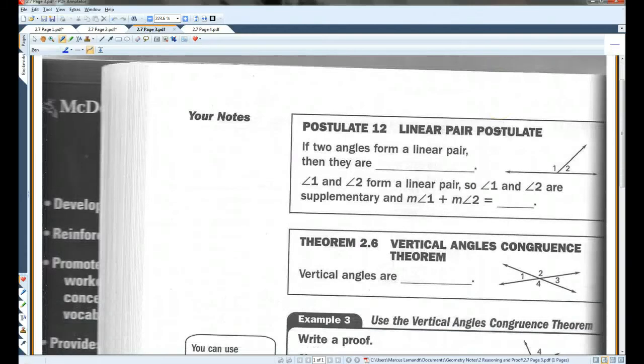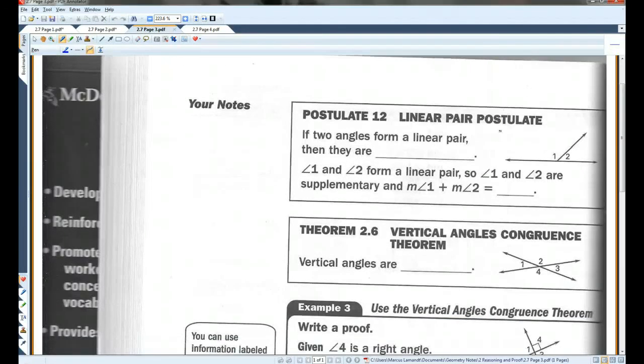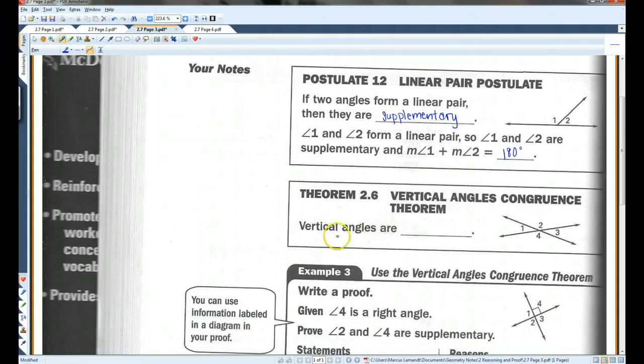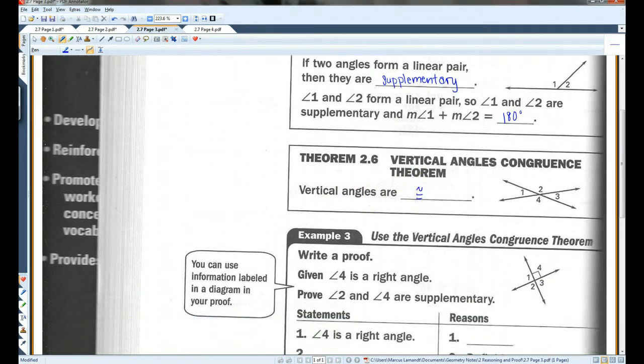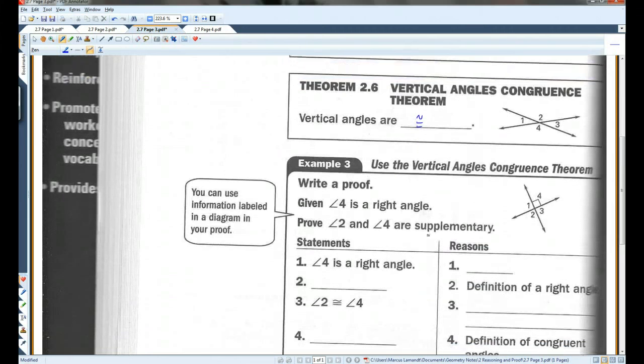Postulate 12, linear pair postulate. If two angles form a linear pair, then they are supplementary. Seems pretty obvious. Angle 1 and angle 2 form a linear pair, so angle 1 and angle 2 are supplementary, and they add up to 180. Okay? The vertical angles congruence theorem basically says that vertical angles are congruent. So let's use these in a proof.